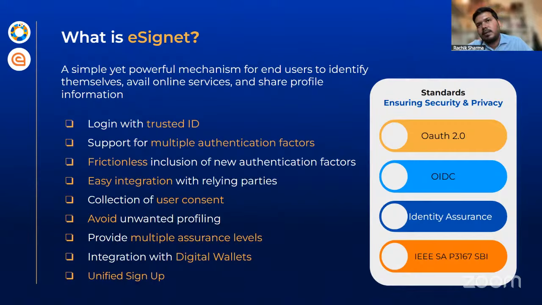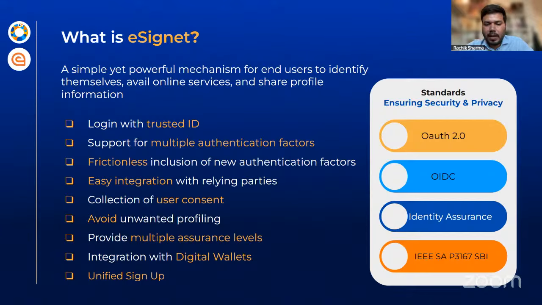And there is also a concept of essential and voluntary claims, where if the relying party definitely wants a user to share some data, then that choice will not be with the user. But for voluntary claims, it's possible to configure and ask the user what they want to share. Then avoiding unwanted profiling. That means, in very simple terms, if a user is using, let's say, service portal A and service portal B, with eSignet there will be no profiling of the user. Service portal B will never get to know that the user is also using service portal A.